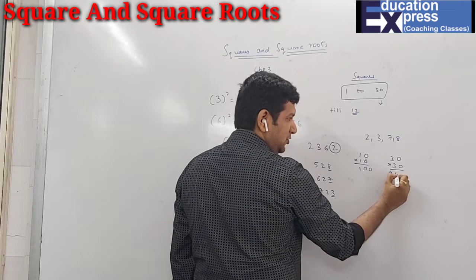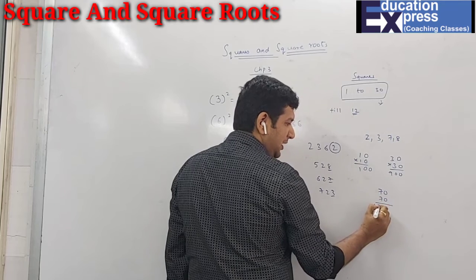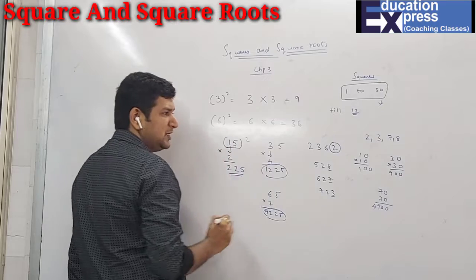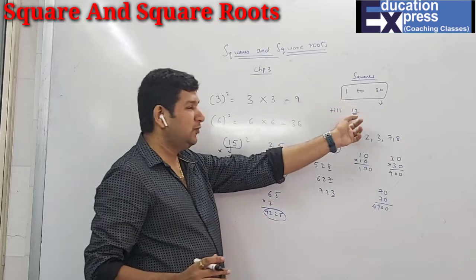3 3s are 9 and 2 zeros. 70. 7 7s are 49 and 2 zeros. That means now you know the square of any number which has the unit place as 5 or 0, you can find. That means here also in case of asking from 12 to 30.